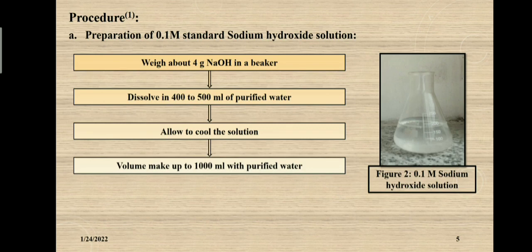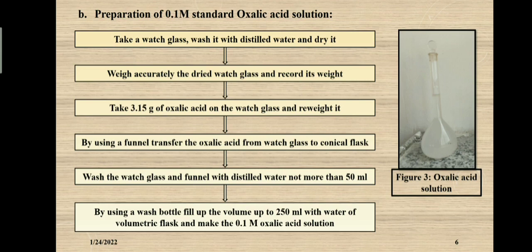Next, the procedure. In the picture we can see that 0.1 M sodium hydroxide solution is prepared by taking 4 grams of NaOH in a beaker and dissolving it in 400 to 500 ml of water. After that heat will be evolved, so cool the solution, and then make up the volume to 1000 ml with purified water. In this experiment we are preparing 200 ml of NaOH solution by taking 0.8 grams of NaOH in this conical flask. Next preparation is the 0.1 molar standard oxalic acid solution.